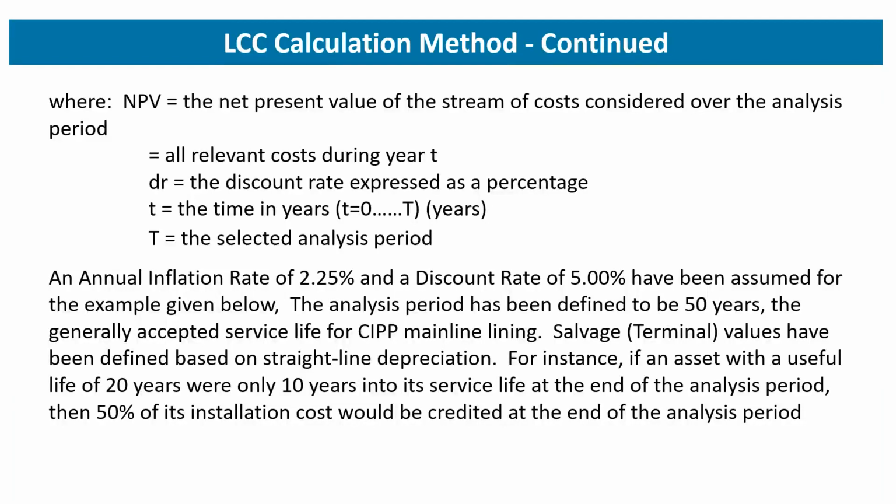In our analysis, we assumed an annual inflation rate of 2.25% and a discount rate of 5%. And as I mentioned earlier, the salvage rate wouldn't be irrelevant to this, but we note it nonetheless because we see these assets lasting 50 years. Hence, we used a 50-year period for a collection system.